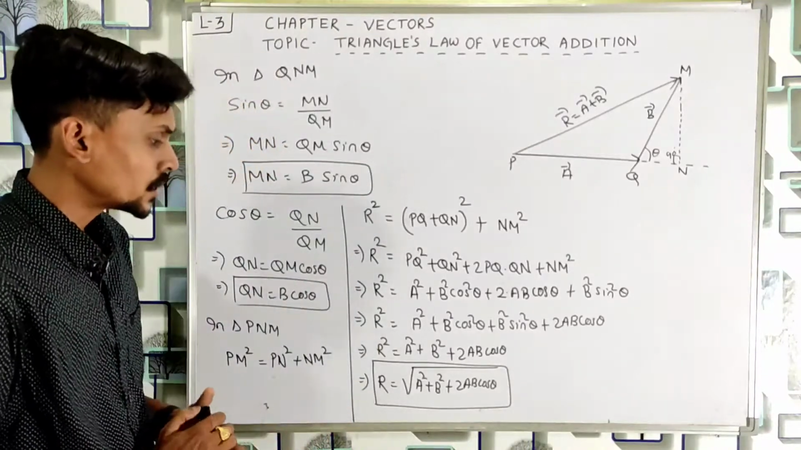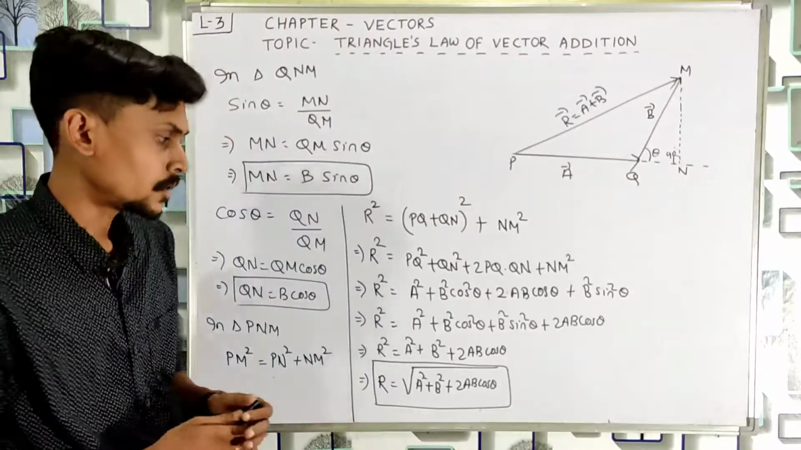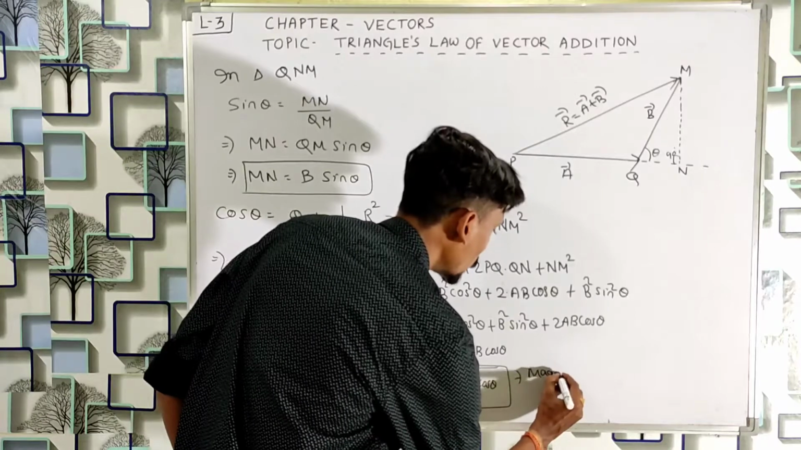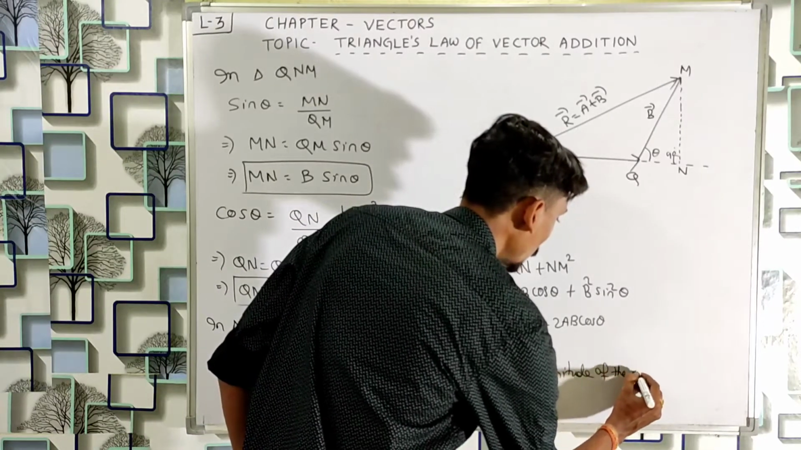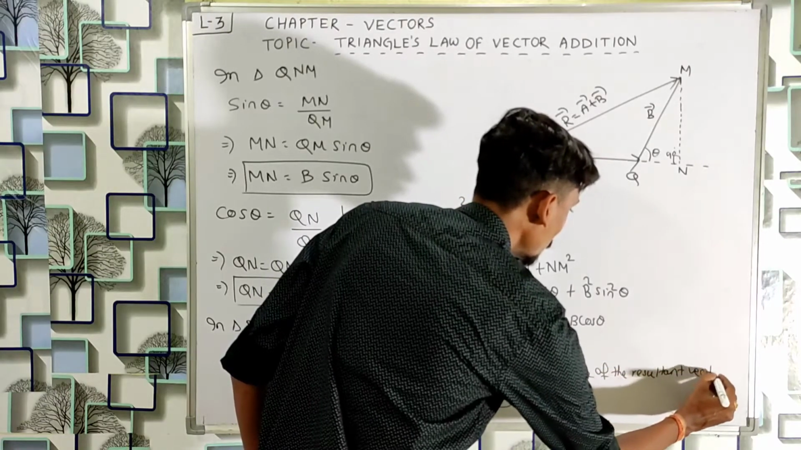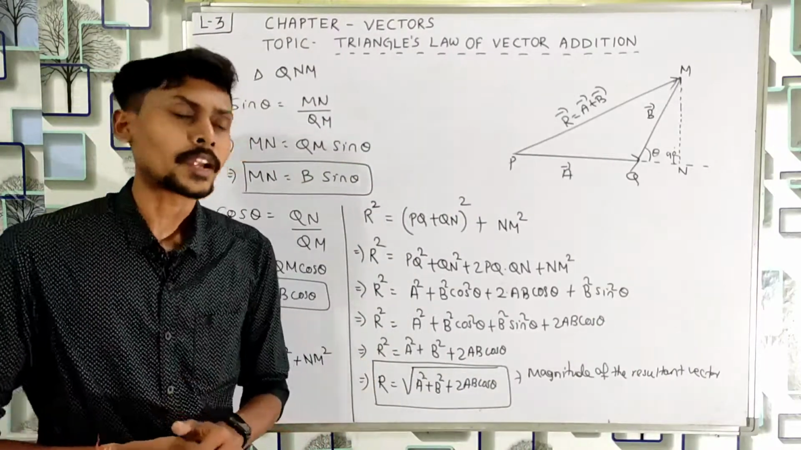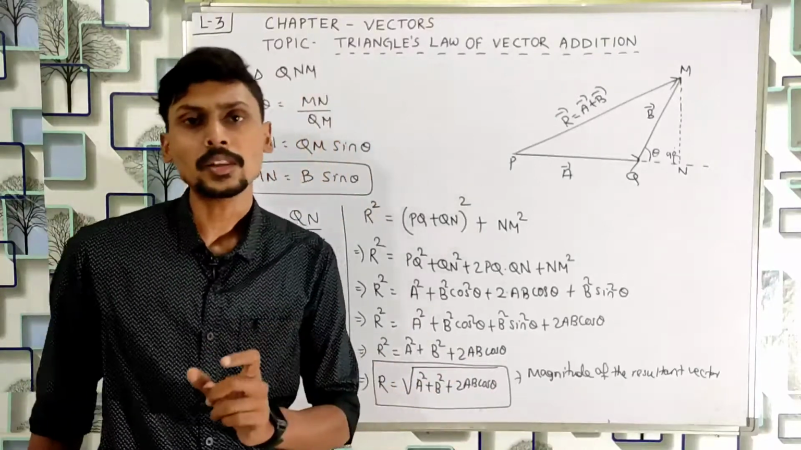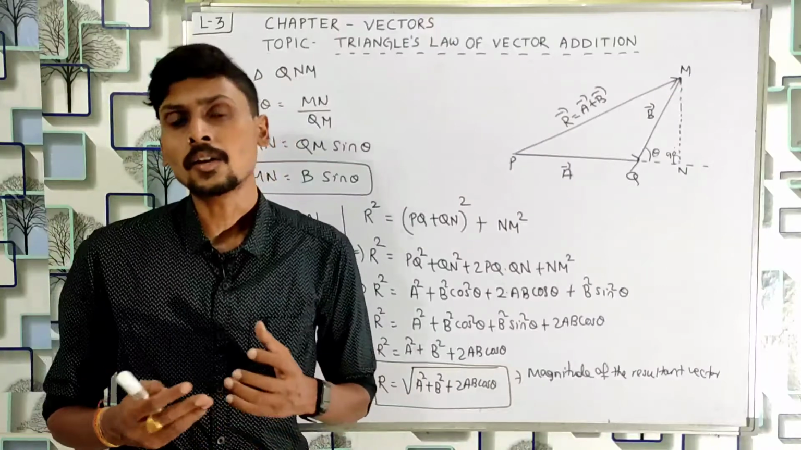So students, this is the expression for the magnitude of the resultant vector. Let me write here, this is the expression for the magnitude of the resultant vector. So you can see that to find the magnitude of resultant vector, we must know what is the angle theta between the two vectors. Suppose there are two forces acting on a body.